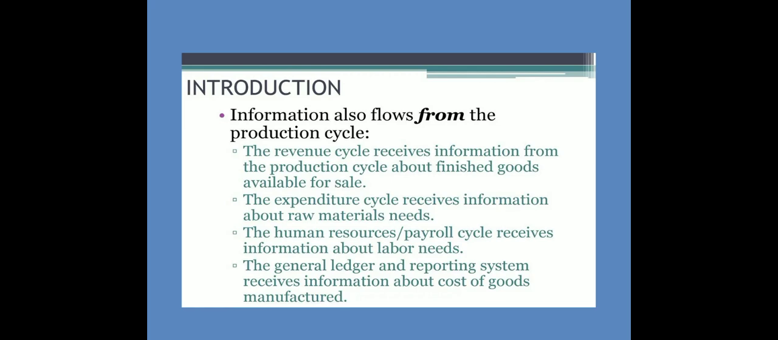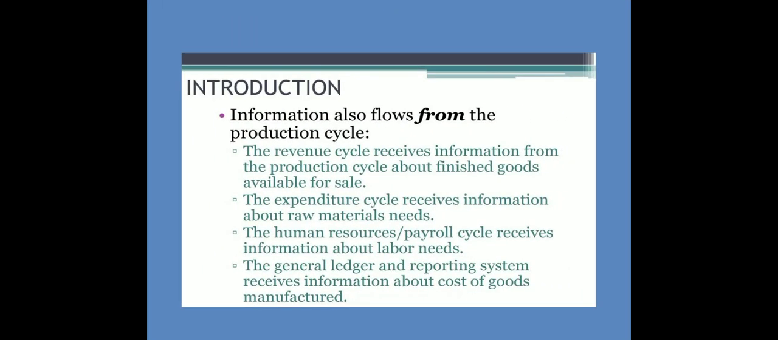Information also flows from the production cycle. The revenue cycle receives information from the production cycle about finished goods available for sale. The expenditure cycle receives information about raw materials needs. The human resources payroll cycle receives information about labor needs. The general ledger and reporting system receive information about cost of goods manufactured.